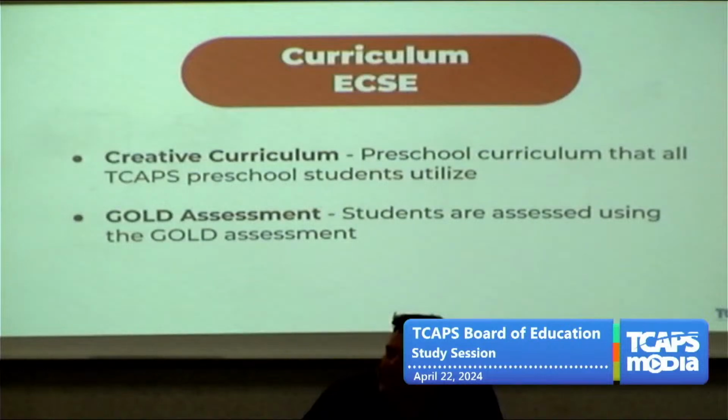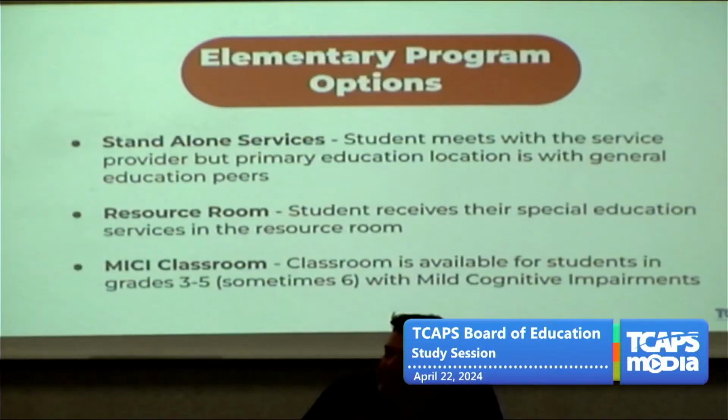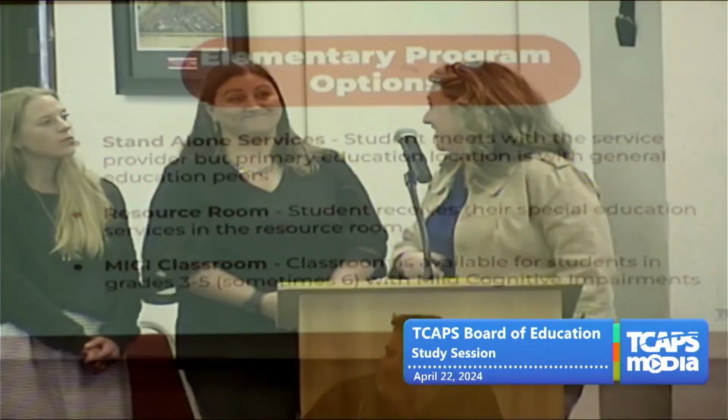So it's a great opportunity for our kids to be included as much as possible when you think about that least restrictive and most supported. So I'm going to turn it over to Courtney, who's going to talk to you about elementary.